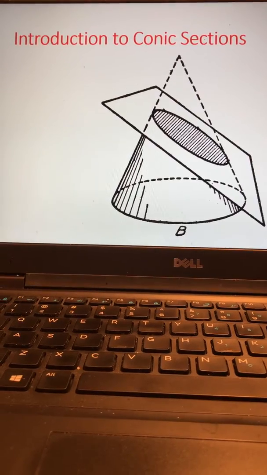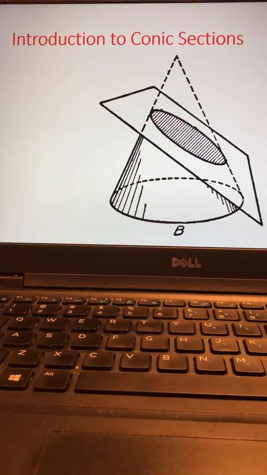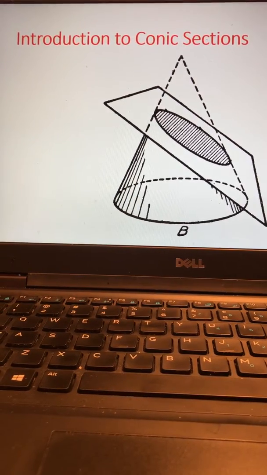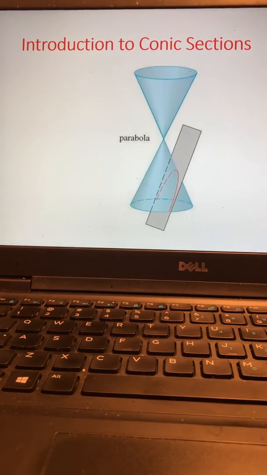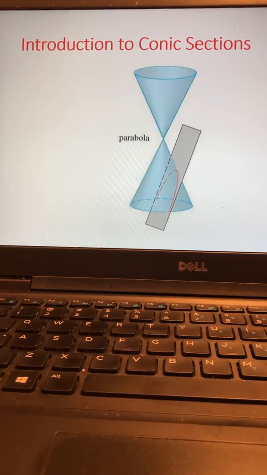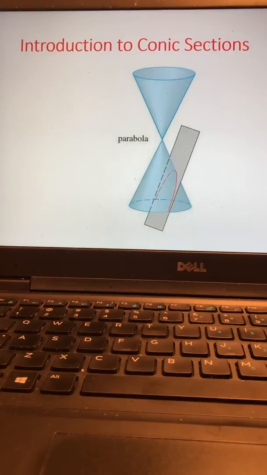So if we go to the next slide, if you see that the plane is intersecting the cone at an angle, you can see that we're no longer going to have a circle, we're going to have something called an ellipse.